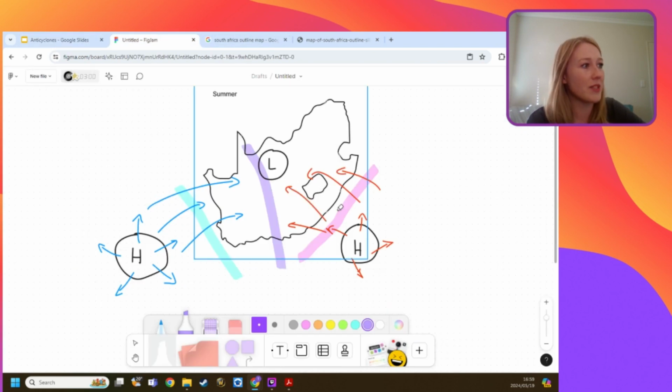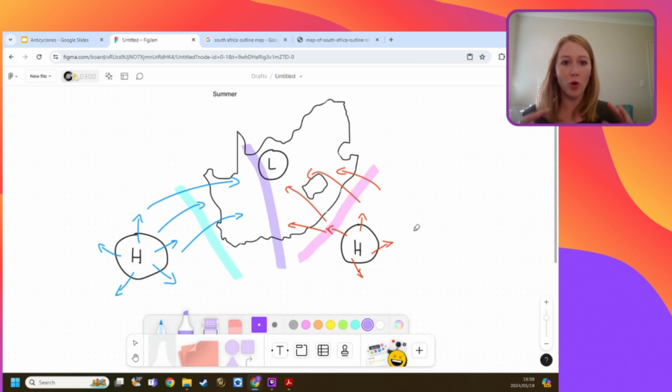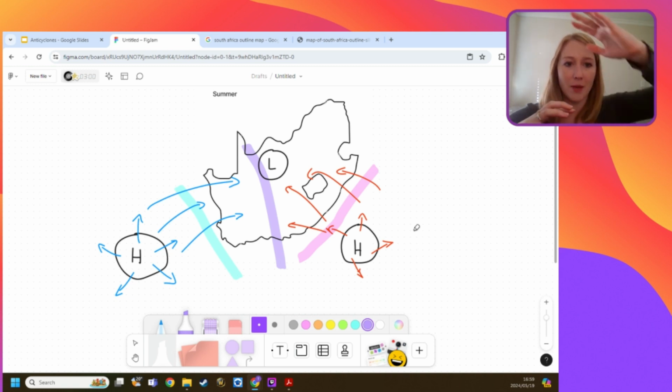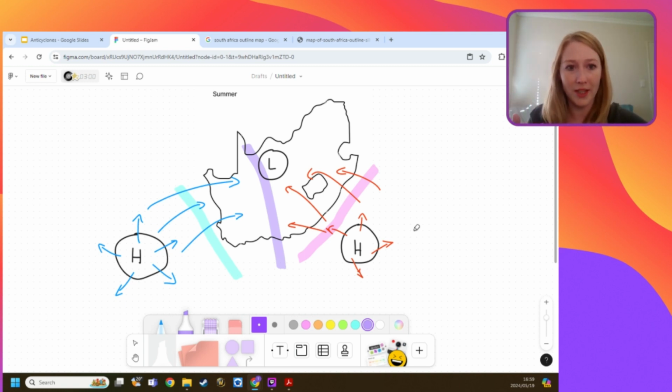And what happens is that the warm air, when it meets the cold air, because the warm air is lighter and less dense, it will rise up over the dense cold air. And as it rises, it will condense. And because it rises so quickly, it condenses very quickly and it forms clouds.